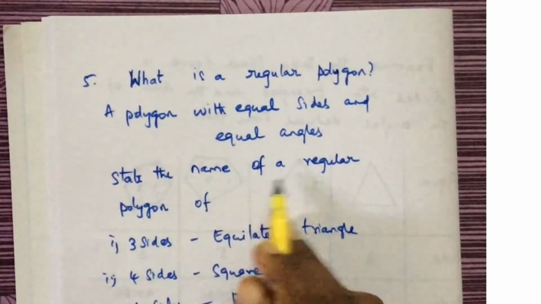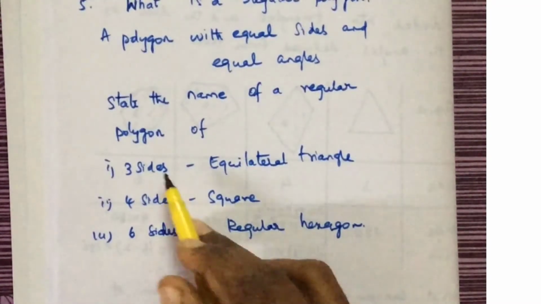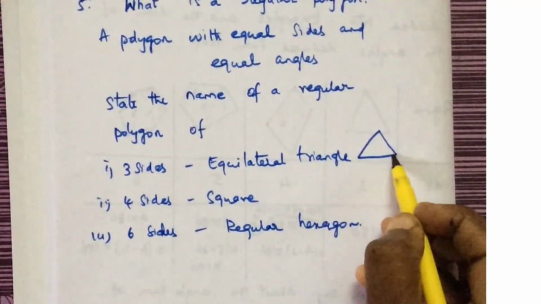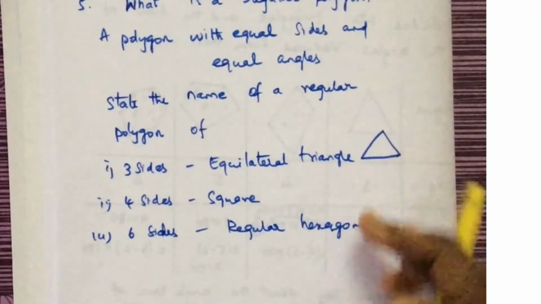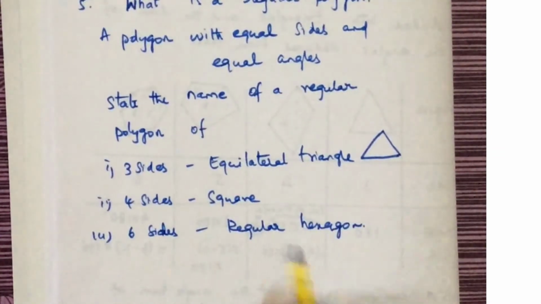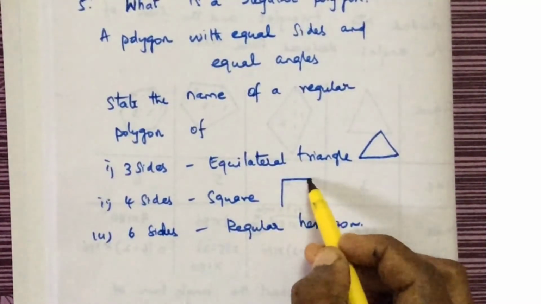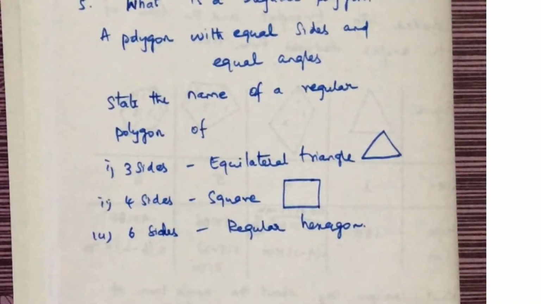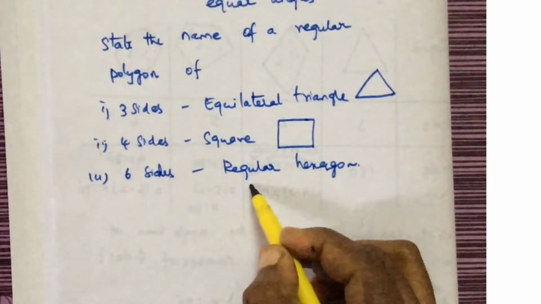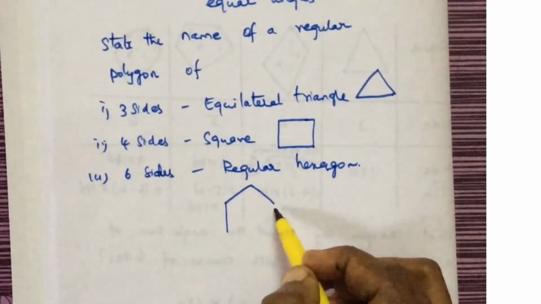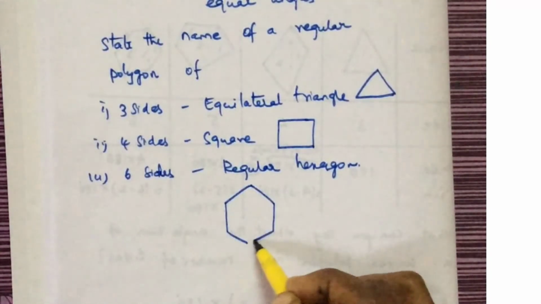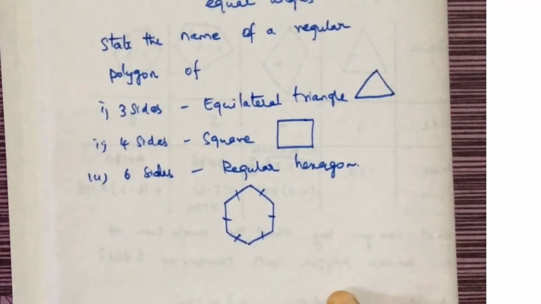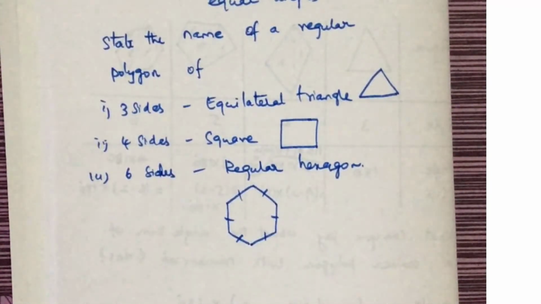The next is, state the name of a regular polygon of 3 sides. So it should have 3 sides, with all the sides equal and all the angles equal. So the example is an equilateral triangle. Next is 4 sides, with all the sides equal and also the angles equal, then it's a square. With 6 sides you can see a regular hexagon. So this is a regular hexagon. Here all the angles are equal and all the sides are equal. These are the examples of a regular polygon.